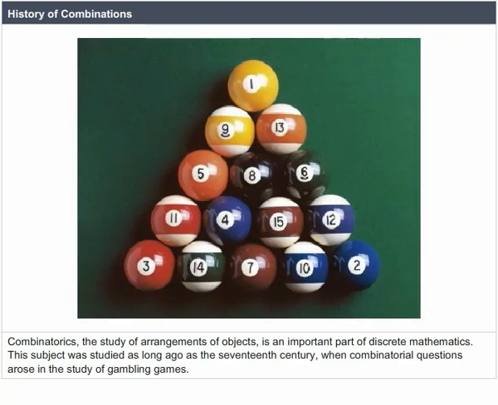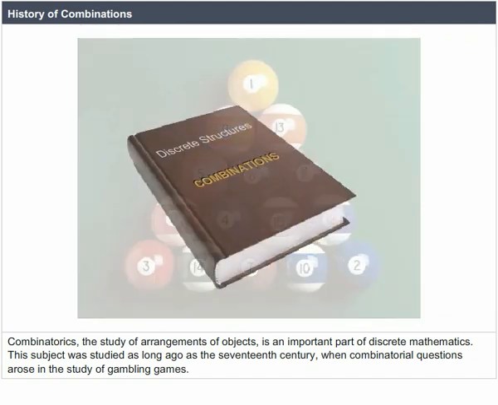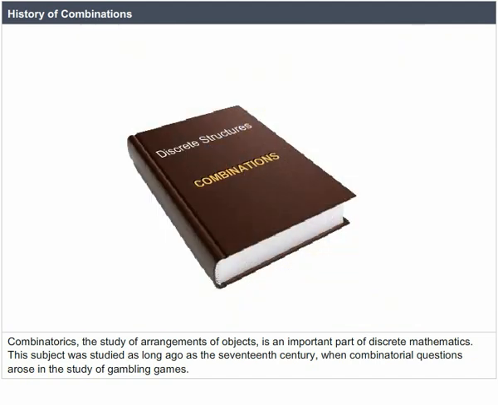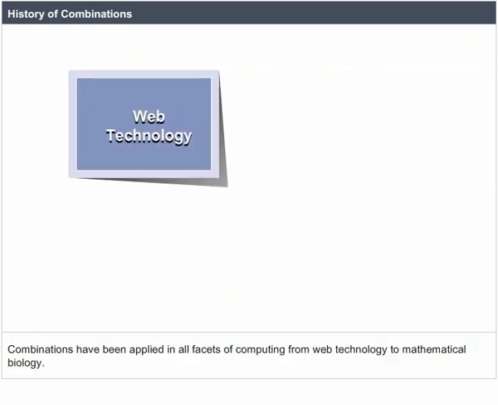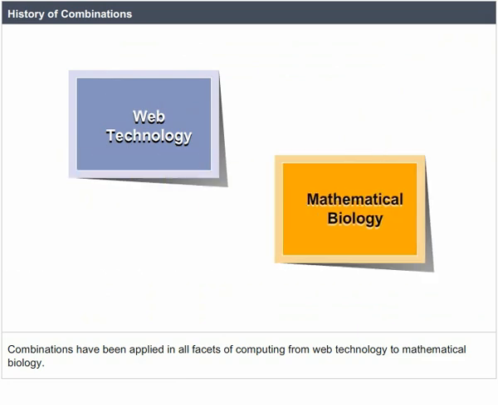History of combinations. Combinatorics, the study of arrangements of objects, is an important part of discrete mathematics. The subject was studied as long ago as the 17th century, when combinatorial questions arose in the study of gambling games. Combinations have been applied in all facets of computing, from web technology to mathematical biology.